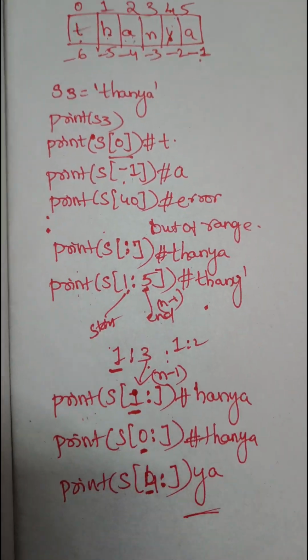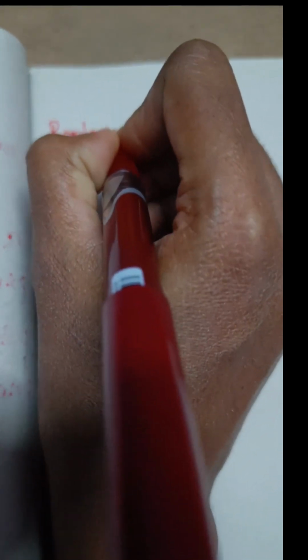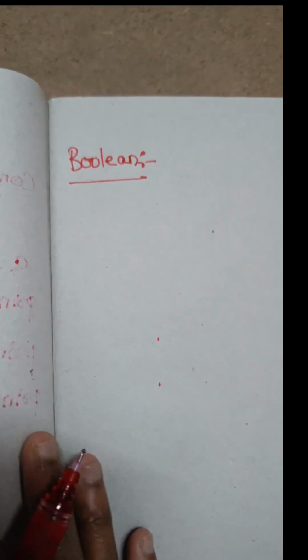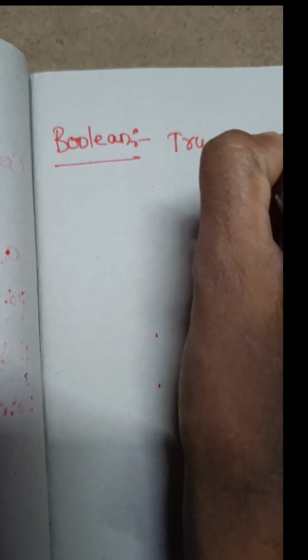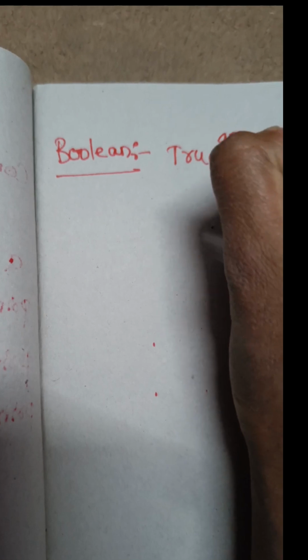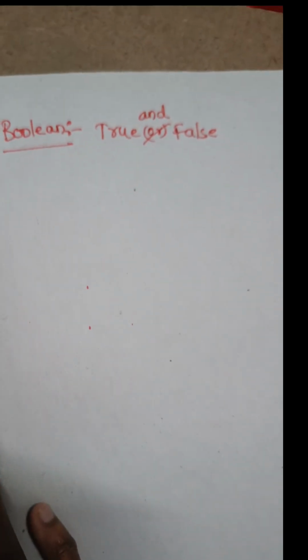In this video I am going to explain the Python data type, that is Boolean. We will use this data type to represent Boolean values. So Boolean values are nothing but true and false.